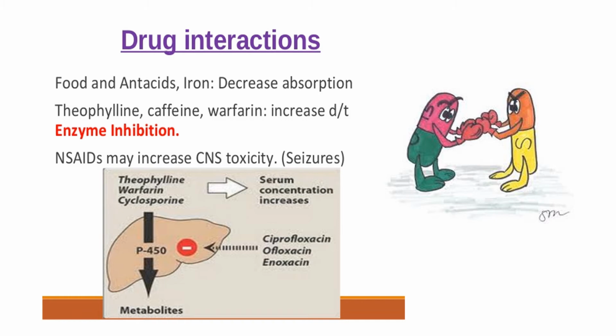And the picture shows that theophylline and warfarin are metabolized by P450 cytochrome, but Ciplox will inhibit this metabolism and their level increases. That is what is shown. The serum concentration of theophylline, warfarin, and cyclosporin, which require metabolism by P450, is inhibited by ciprofloxacin. As a result, their serum level increases. So these drugs should not be combined together.